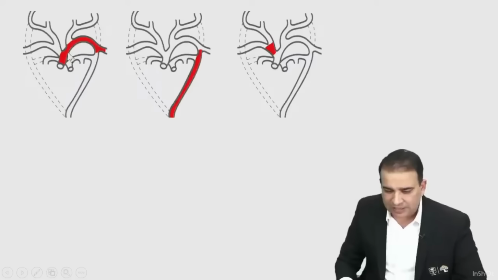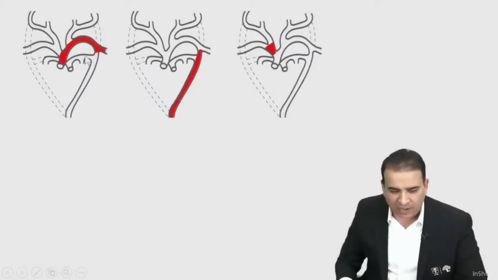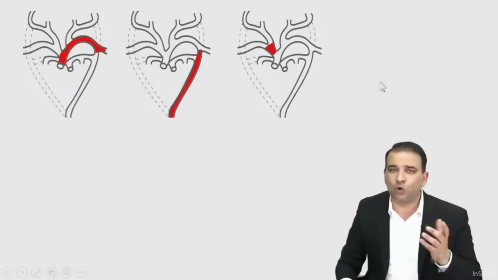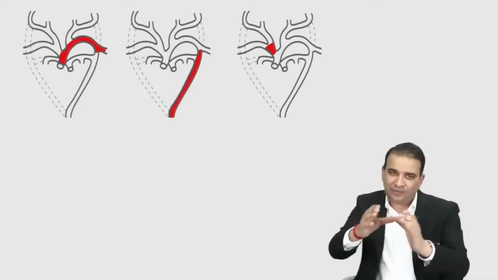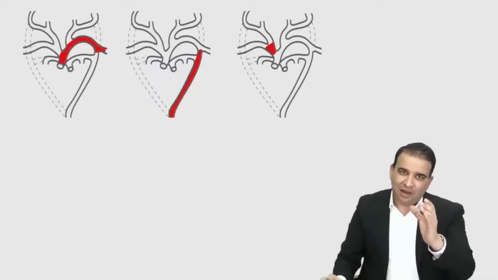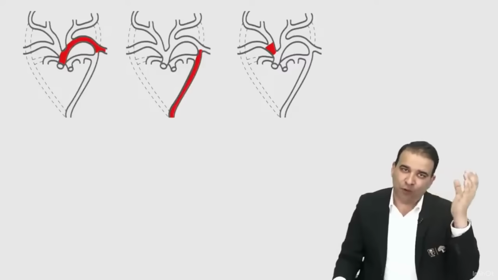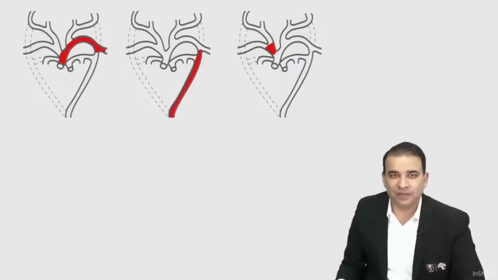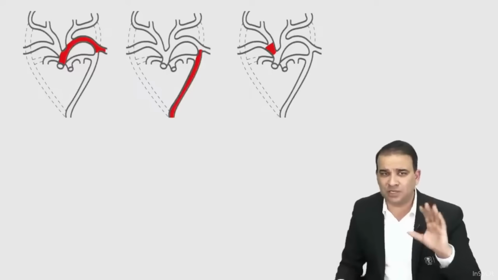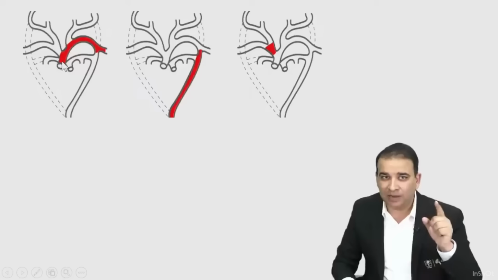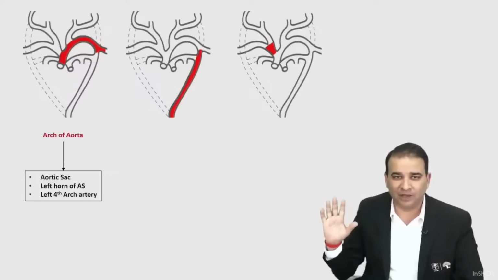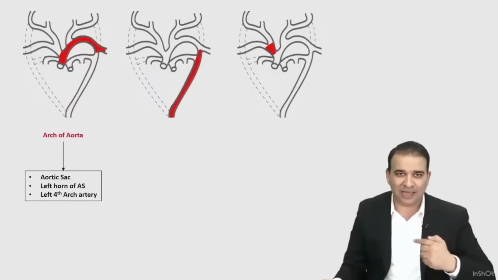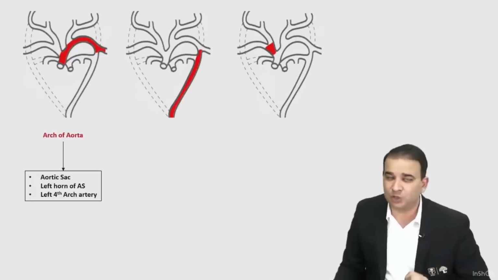The first picture tells you that the arch of aorta is derived from what? First of all, the aortic sac. Then obviously the arch of aorta has to go toward the left side, so it is the left horn of the aortic sac. Then the left fourth arch artery, and then the left dorsal aorta, which does not contribute much. If you just stick to these three: the aortic sac, the left horn of the aortic sac, and the left fourth arch artery. These are the components of the arch of aorta. Am I clear, guys? The left horn of the aortic sac and the left fourth arch artery give rise to the arch of aorta.